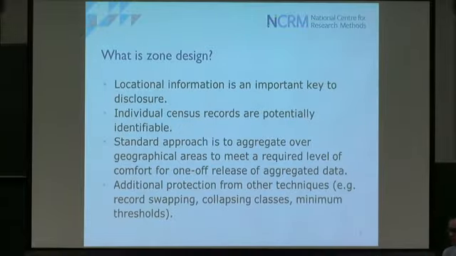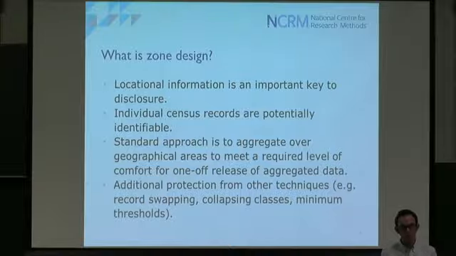And zone design is where we're starting to think about the locational information which we have on individuals in relation to disclosure. And something like an individual census record, of course, is potentially identifiable. Now, of course, there are a number of different options when you're dealing with such data. The standard approach is normally to aggregate over geographical areas, so you're meeting a minimum level of comfort for, say, a one-off release of aggregated data.